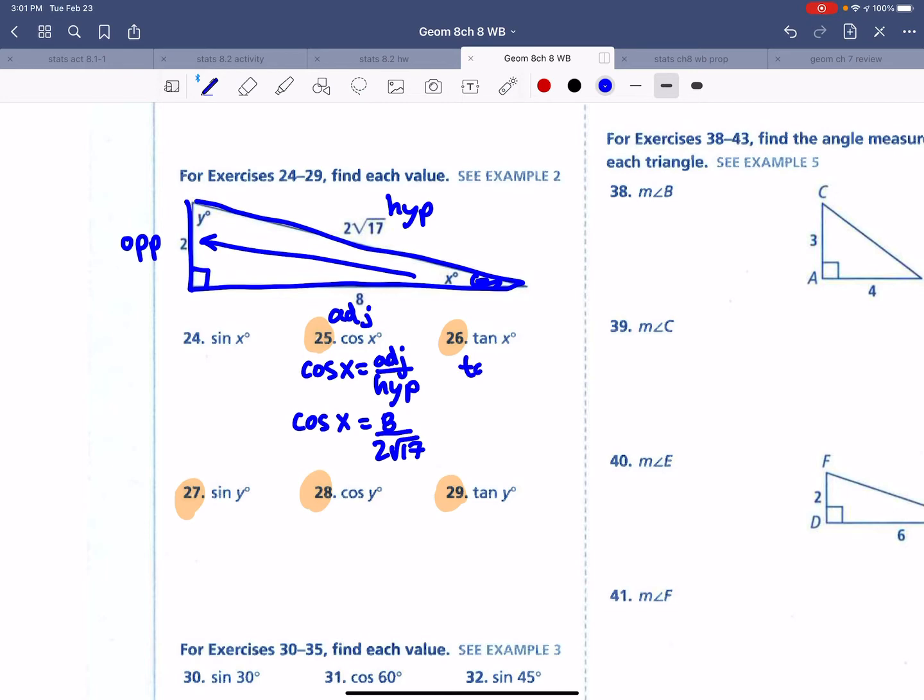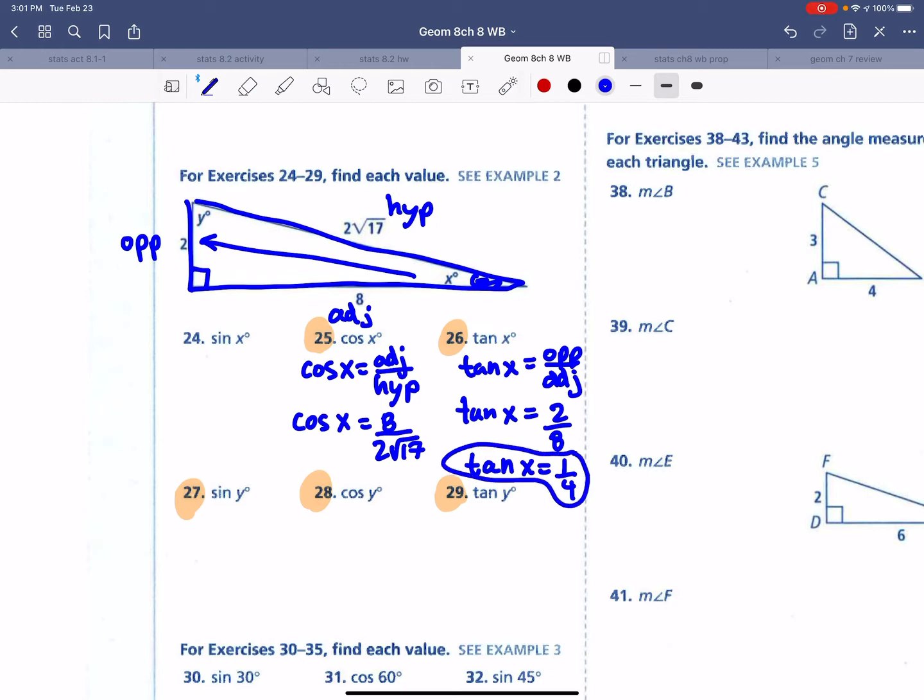Let's keep going. Tangent of x. Well, the tangent of x would be opposite over adjacent. So what is the tangent of x? The tangent of x would be 2 is the opposite, and 8 is the adjacent. So we usually would want to leave our answer 1/4, right?